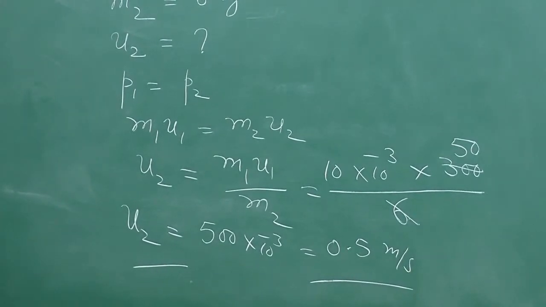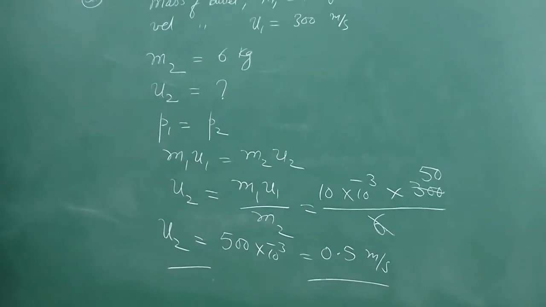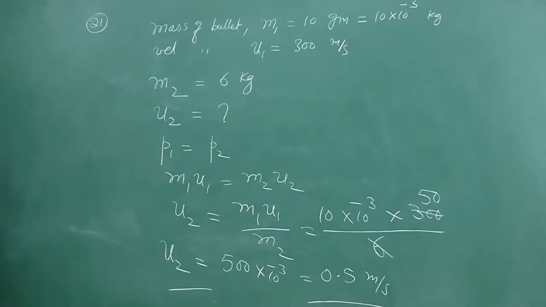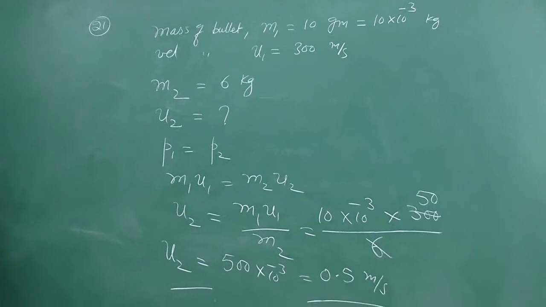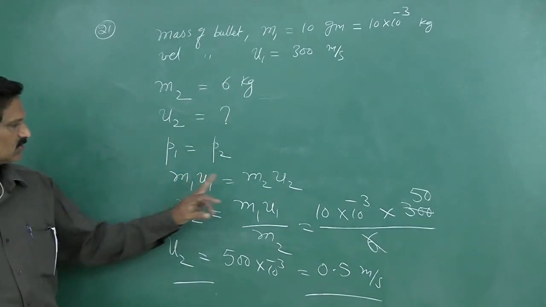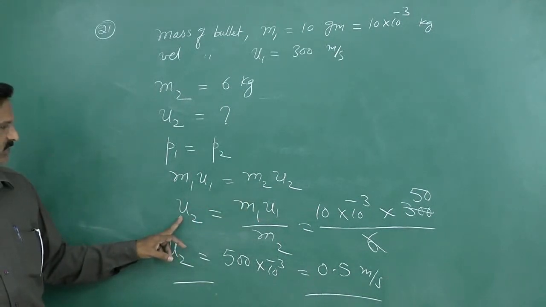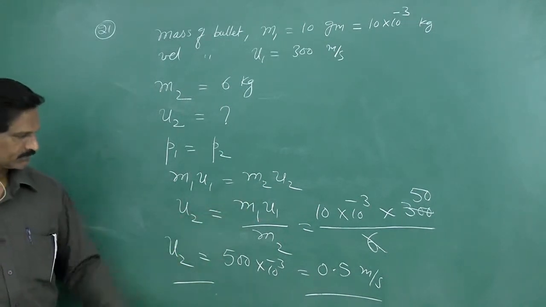So in the bullet gun system, momentum of the bullet is equal to momentum of the gun in the opposite direction. P1 equal to P2, that is M1 U1. Momentum of the bullet is equal to momentum of the gun. We have to calculate the recoil velocity of the gun, that is U2. Next, problem number 52.